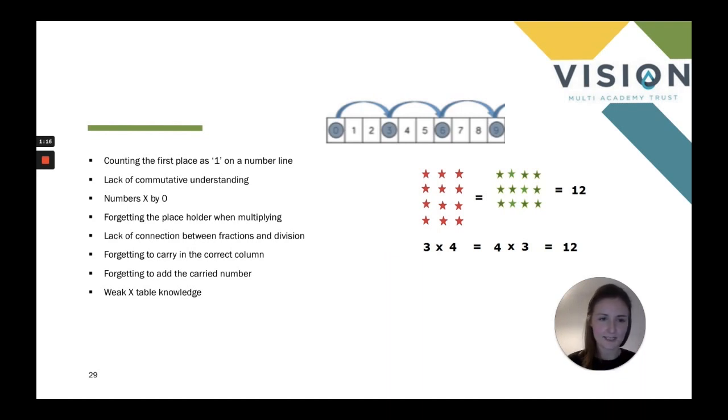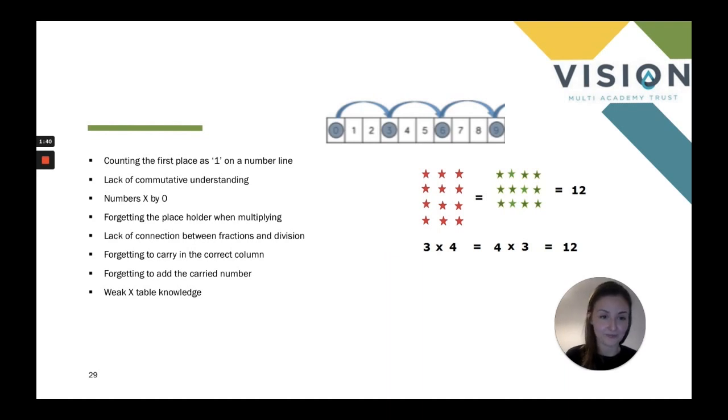The second one on the list there is lack of the commutative understanding. That's that thing I was on about before, that multiplication goes forward and backwards. If you again have a look at the screen here, 3 times 4 is the same as 4 times 3. So that is really essential. The third one down, numbers times by 0. I just find that so many children muddle that up. It's 0. Anything multiplied by 0 is 0, but children seem to think it, I don't know, they just get really muddled by it.